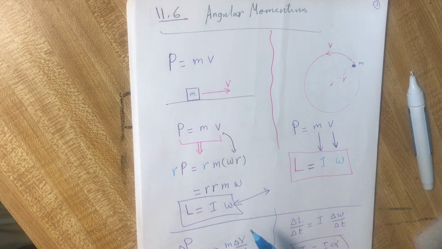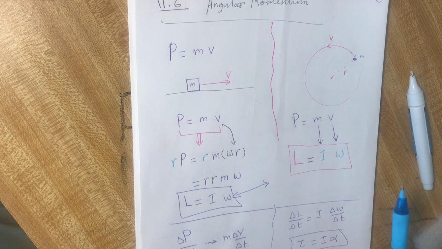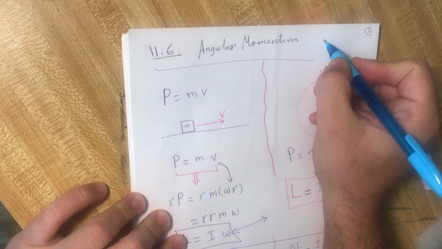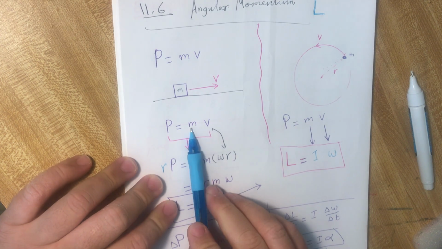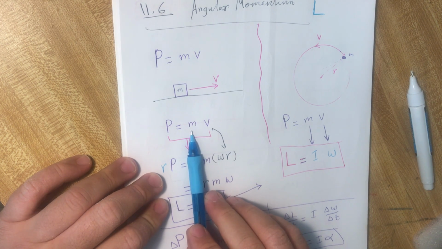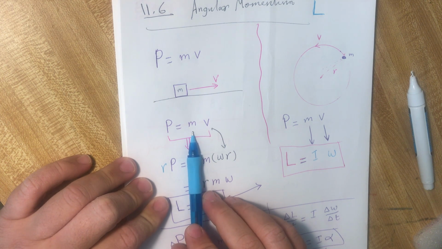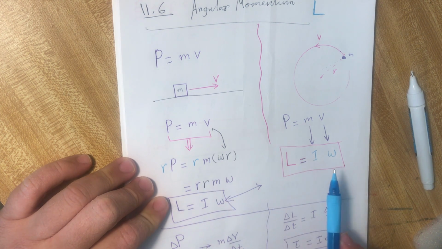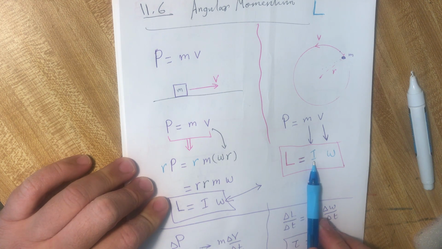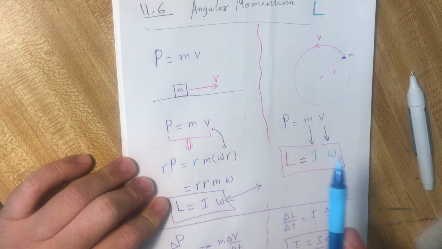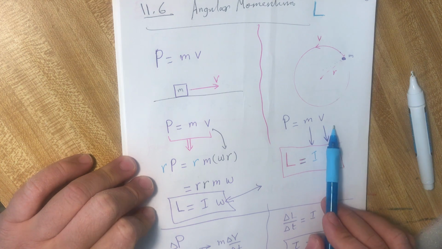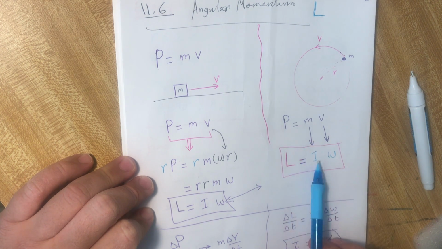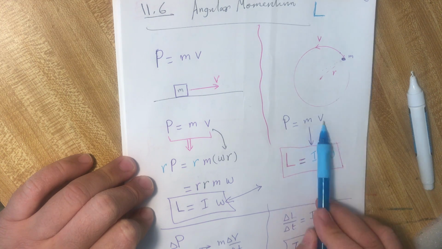Before we convert our formulas to angular formulas, the angular momentum symbol is L, okay, not P. If we have m in linear motion, the effective mass in angular motion is the moment of inertia, as we said before. The velocity in angular motion is omega. So the momentum in linear motion is equal to mv, and in angular motion it will be I in the place of m and omega in the place of v.